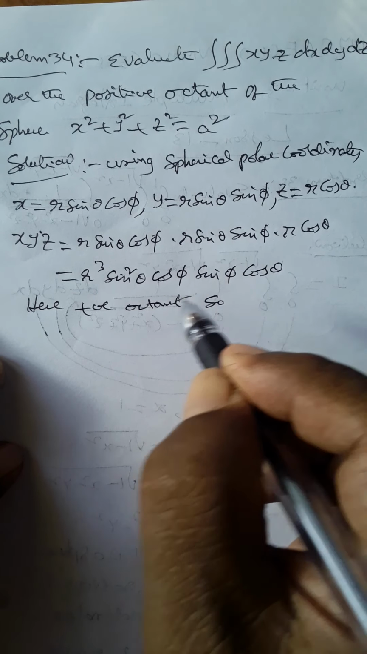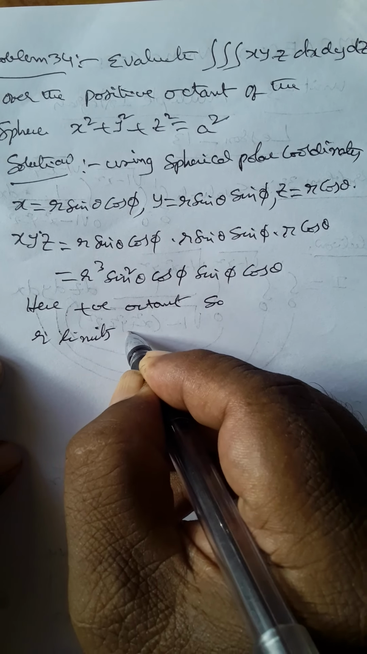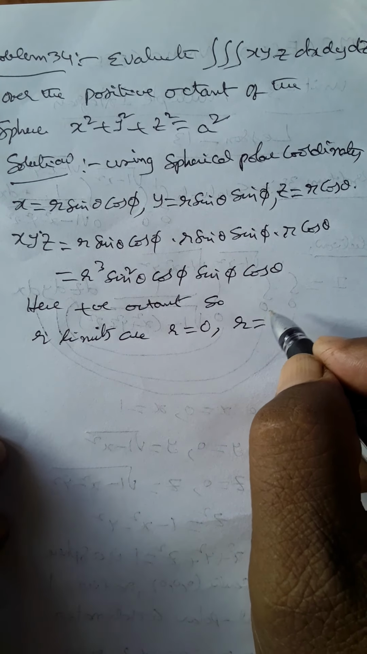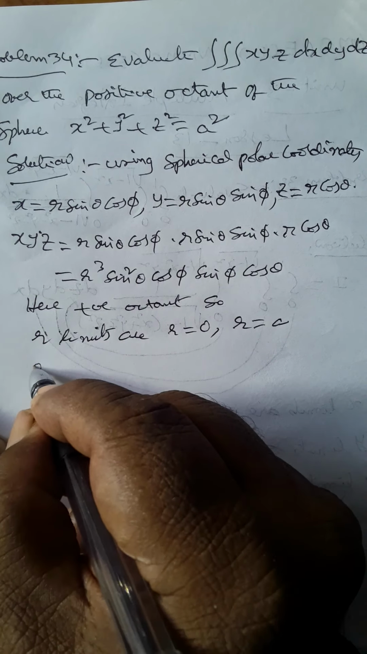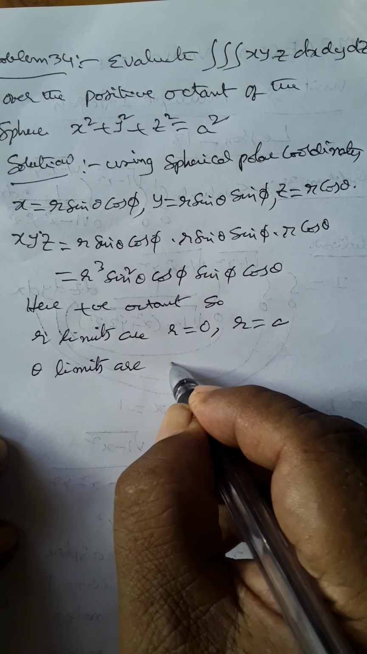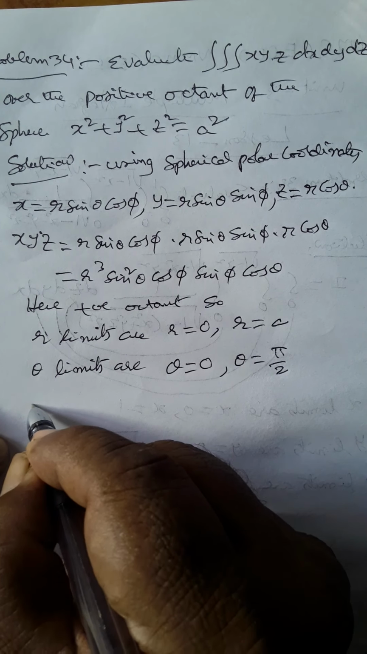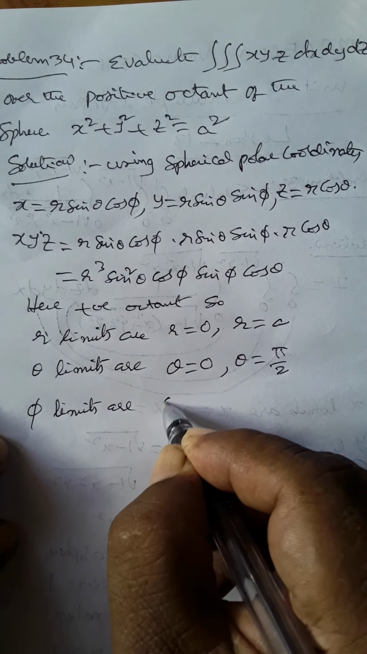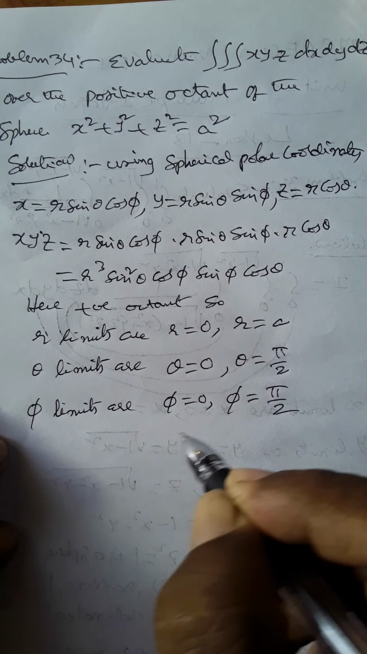So, r limits: r is equal to 0, r is equal to the radius, here radius is a, so r is equal to a. Theta limits: theta is equal to 0, theta is equal to pi by 2. Phi limits: phi is equal to 0, phi is equal to pi by 2.